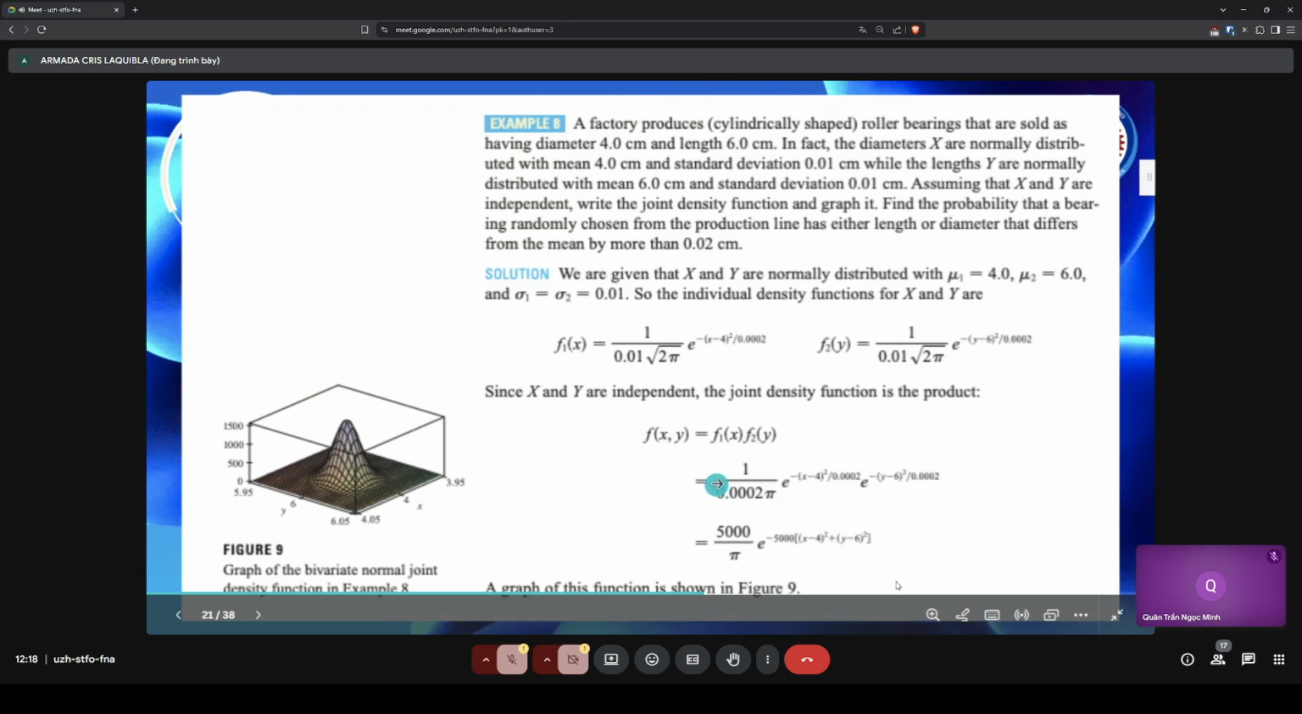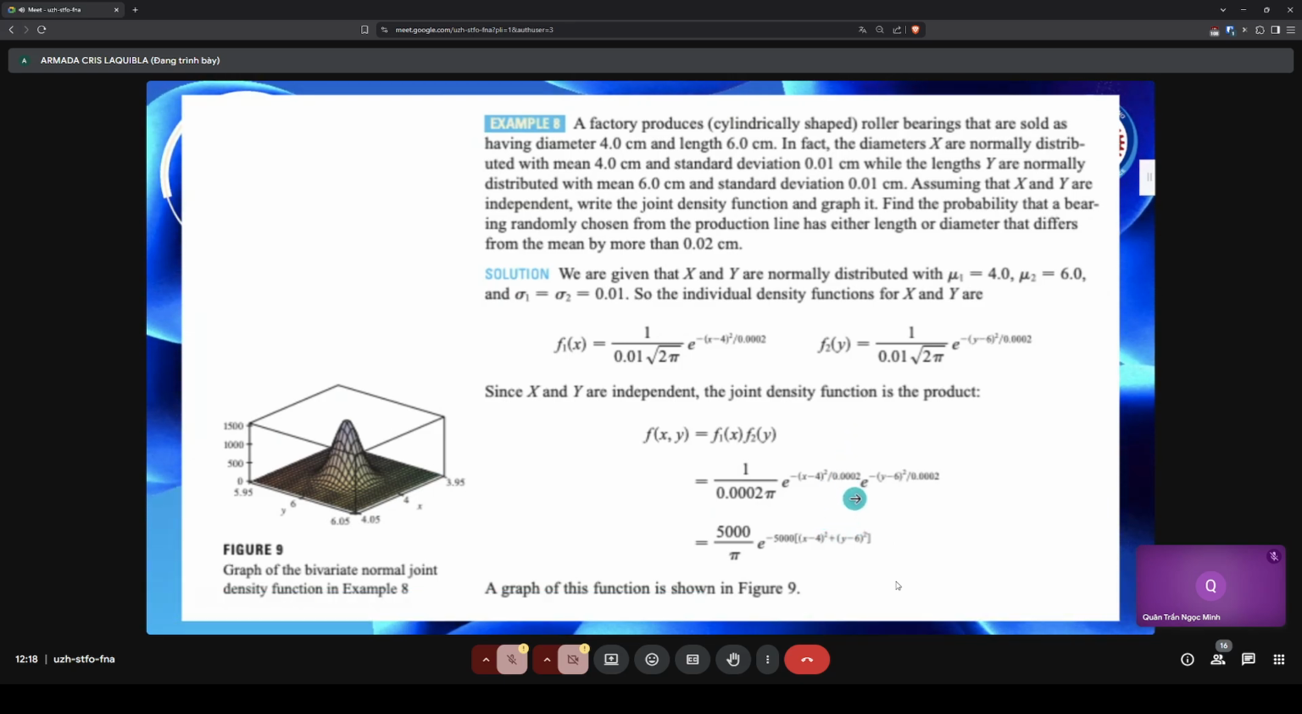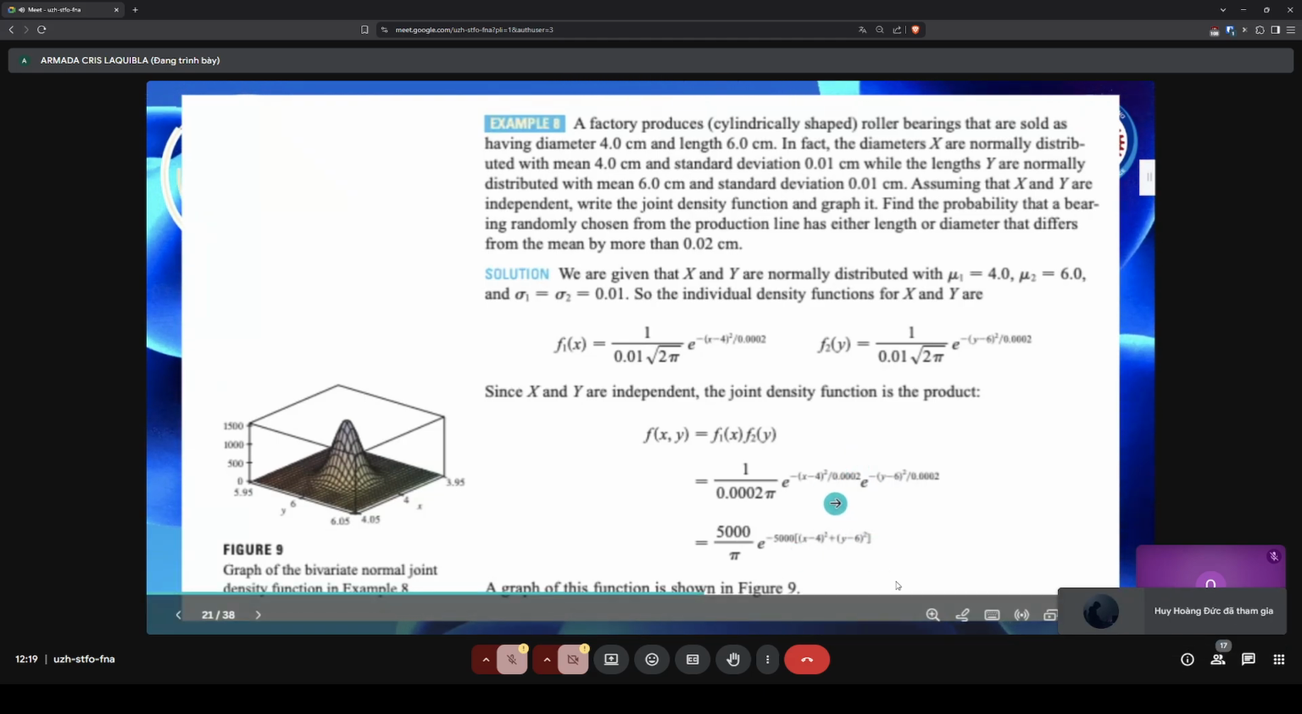Now multiply them. f of xy is the product of the two. We have there 0.01 times 0.01, it becomes 0.0001. Now divide this. 1 over 0.002 is actually equal to 5,000. You try it. And then your pi is here in the denominator. And now your e, you multiply also the two e's there. When you multiply them, there's over there 0.002. Again, 1 over 0.002 is negative 5,000. So it's here. We transfer it already outside, negative 5,000.